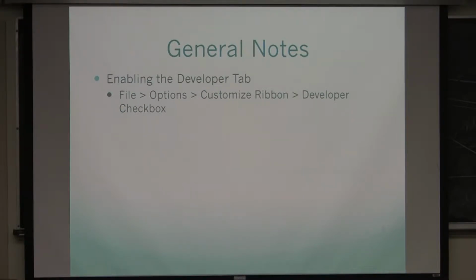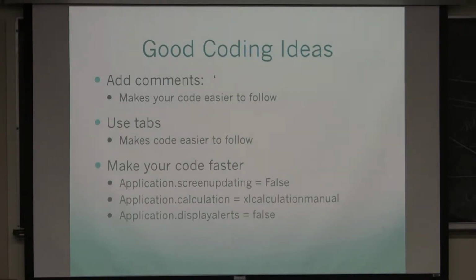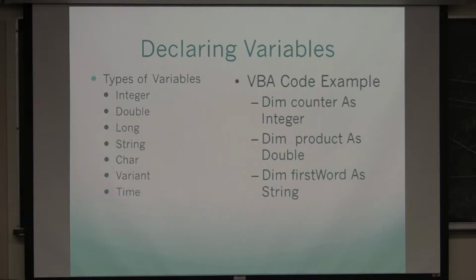We're going to go over this once we actually move over to Excel VBA. This is how you're going to install the developer tab. Some general coding ideas: you should always add comments as the larger your code grows. And in VBA, you comment by putting that apostrophe. Putting comments there makes it easier for you to follow and for other people to follow, as long as tabbing your code. And those are 3 ways to make your code just run faster for solution times.